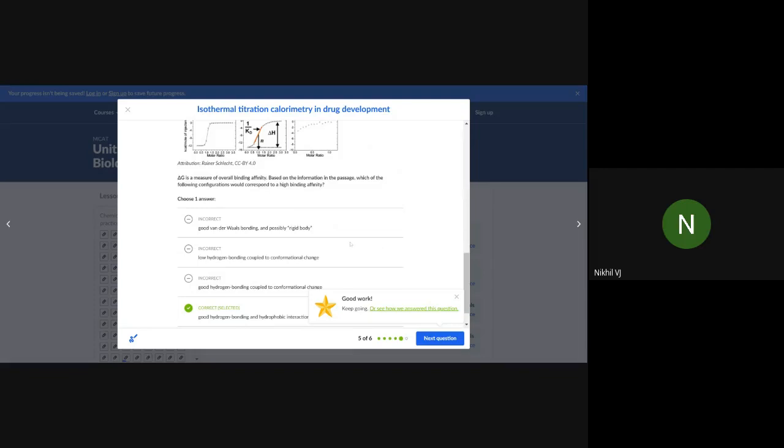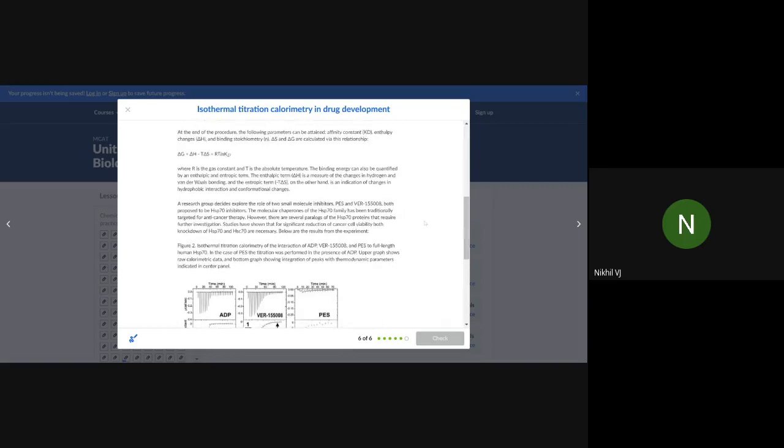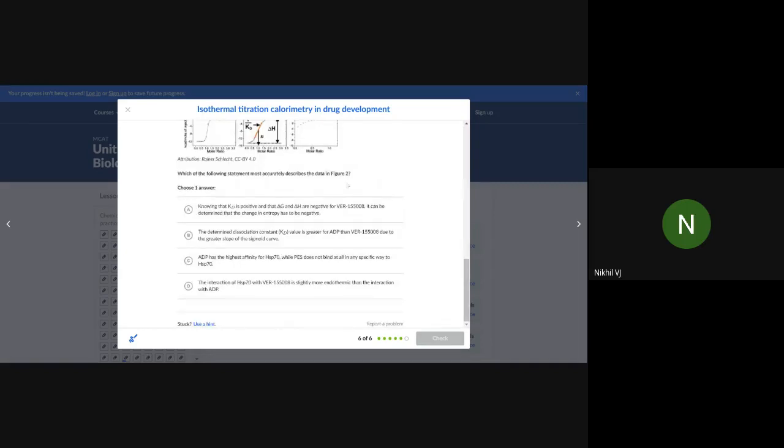Does that make sense? I will take that as a yes. And if there are no questions, I'm going to move on to the final question for this passage.